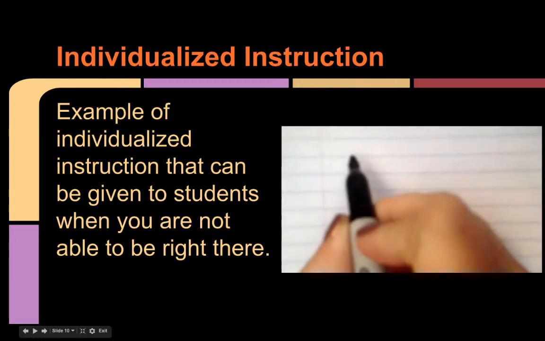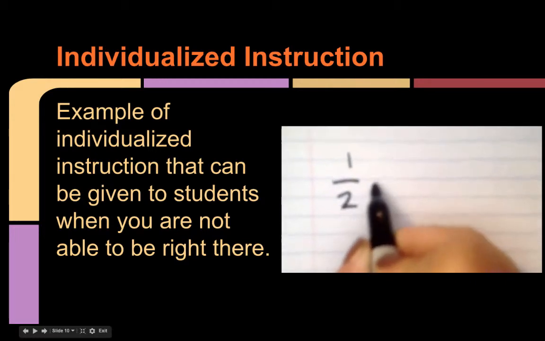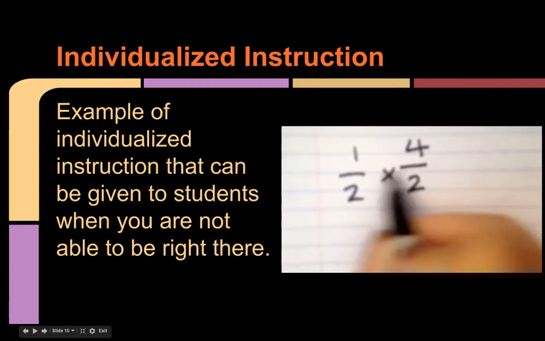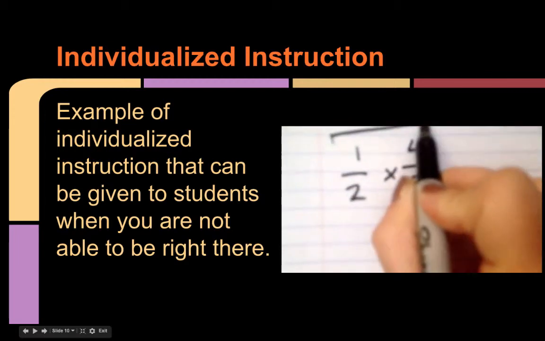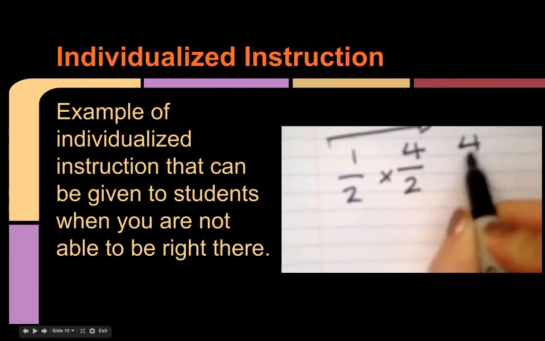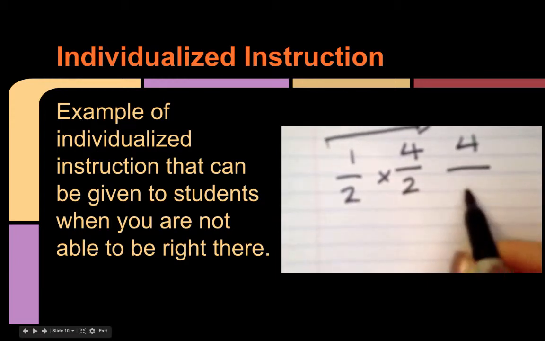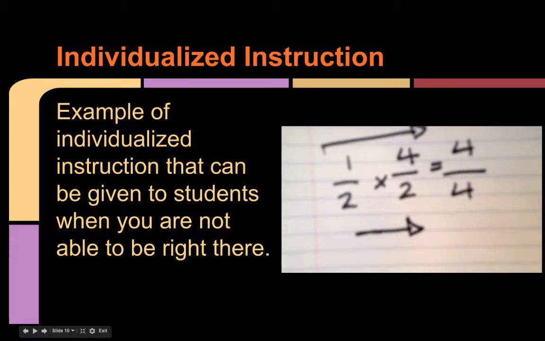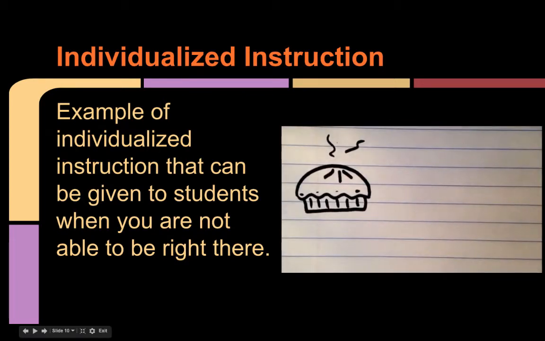Remember, to multiply fractions, you go straight across the top, and straight across the bottom. Alright kids, we're moving on.